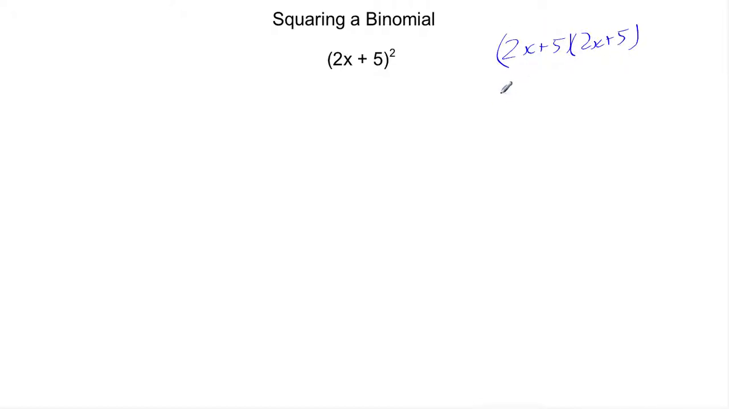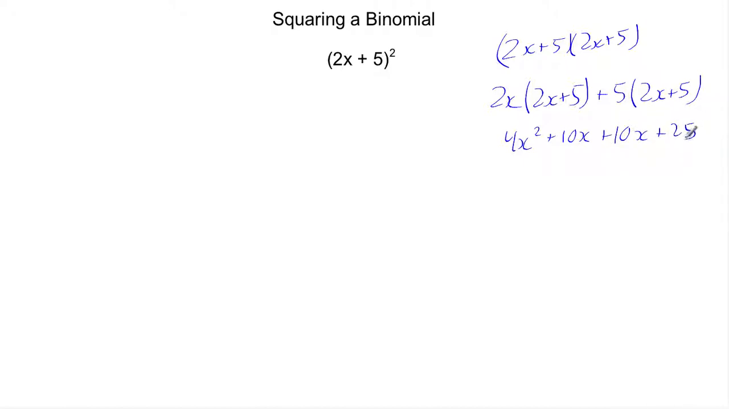And so we would get 2x times 2x plus 5 plus 5 times 2x plus 5. And so this would give us 4x squared plus 10x plus 10x plus 25. And so this would give us 4x squared plus 20x plus 25. You would have this middle term there, which a lot of people frequently forget when they do this improperly.